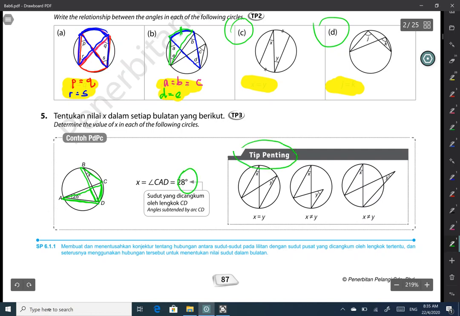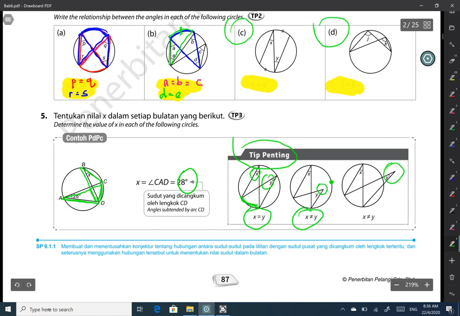We have smart tips. This angle is from the same arc, is it? So that's why we get X equal to Y. But in this one, the Y does not touch the circumference. The Y does not touch the circumference, so we cannot say X equals Y. So X is not equal to Y.